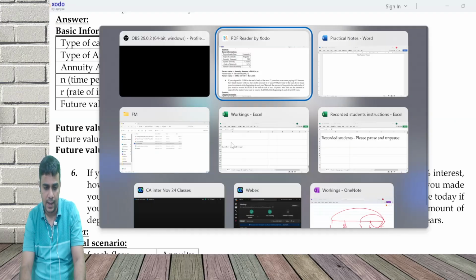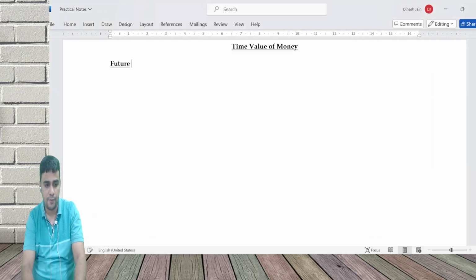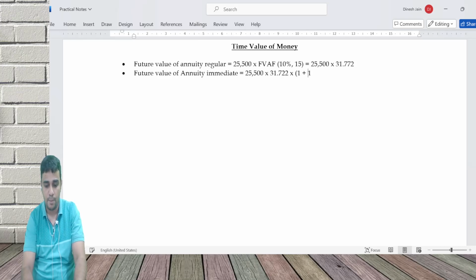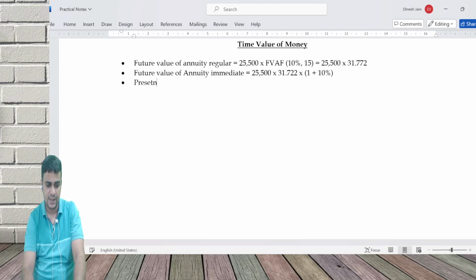Okay, let's discuss the answer. First is future value of annuity regular. What's the annuity amount? 25,000 into FVAF. What is the rate of interest? Number of years? 15 years. So 25,000 into, what is that factor? 31.772. This is the first calculation. Then future value of annuity immediate is equal to whatever you got, into 31.772 into 1 plus R, 1 plus R, which is 10%. Any doubts on this?